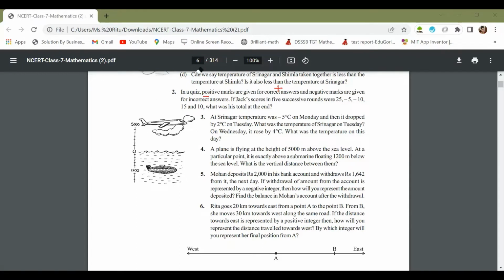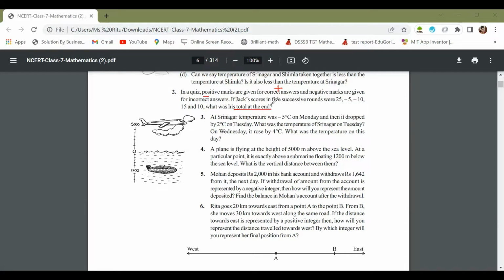Now, if Jack's score in 5 successive rounds, means एक के बाद एक राउंड वे क्विज हुआ है, तो पहले एक राउंड हो गया क्विज का, फिर तुरंत दूसरा राउंड हुआ, इस तरह से successive means continuously way में. So if Jack's score in 5 successive rounds were this and this. So 5 rounds का score is given. What we have to find out is what was his total at the end. So we have to find the total.